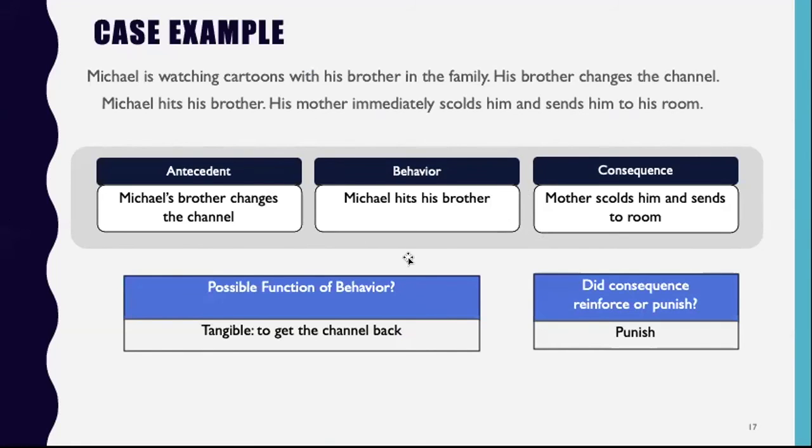So the possible function to Michael's hitting is to gain access to what he wants, right? He wants to get the original channel back on the TV. So the function is tangible, to obtain something that he wants. But the consequence was that he had to go to his room. So the consequence punished the behavior. So mom is teaching Michael, you can't hit to get what you want.